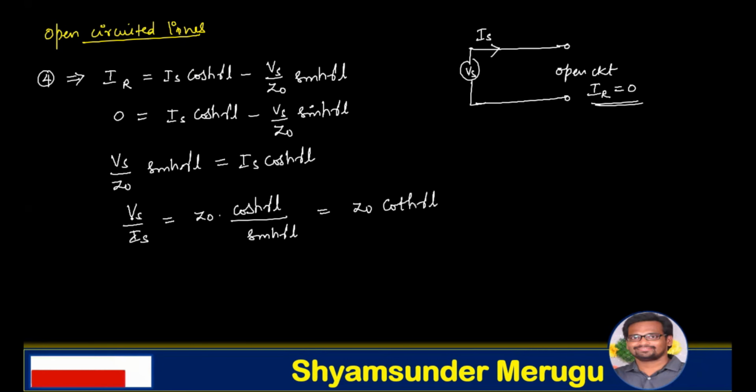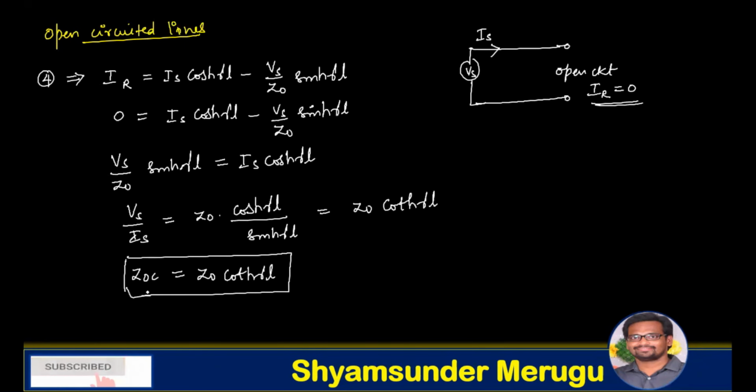And here the ratio of Vs to Is we can replace with Zoc, and we call this Zoc the input impedance of the open circuited line, which is equal to Z0 coth gamma L. So this is the input impedance of the open circuited transmission line, and it is indicated with Zoc. In the same way, we are going to derive the expression for the short circuited line.